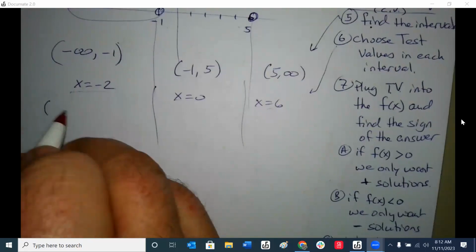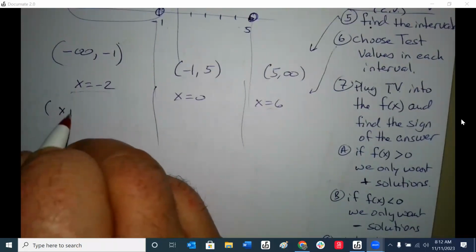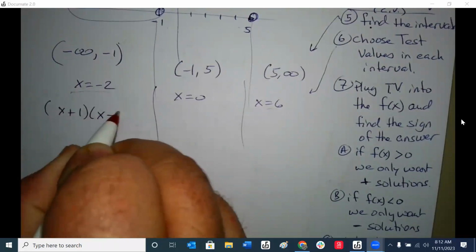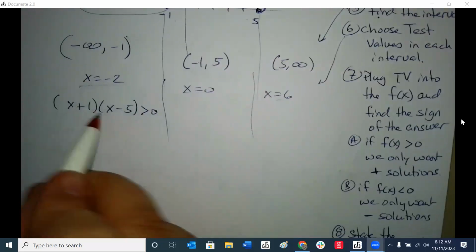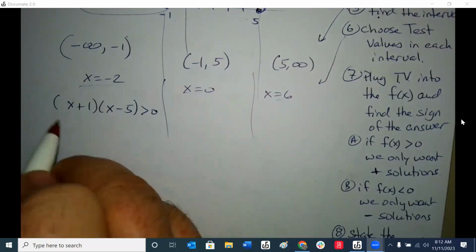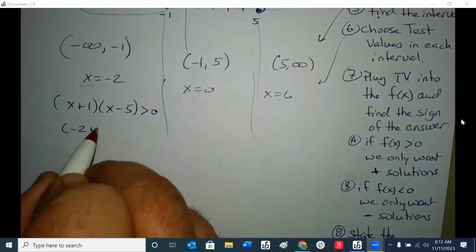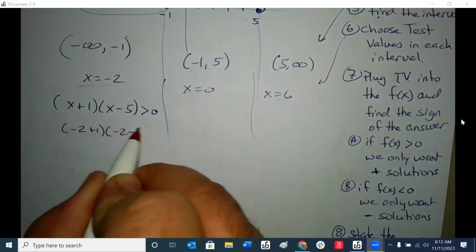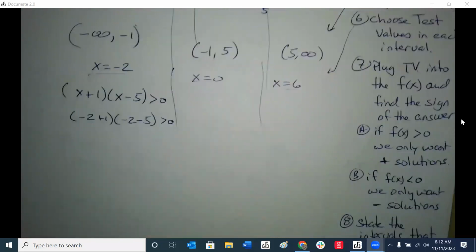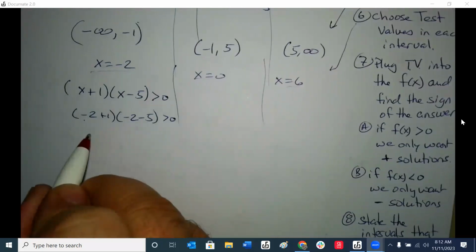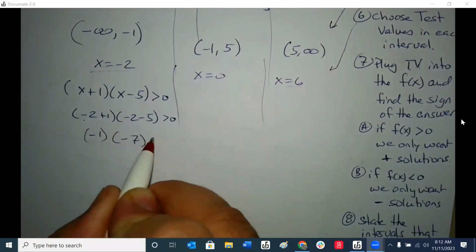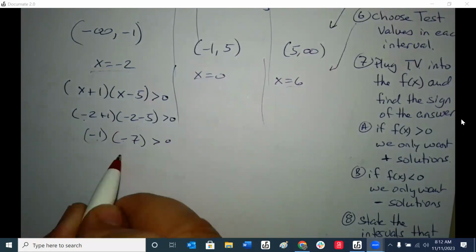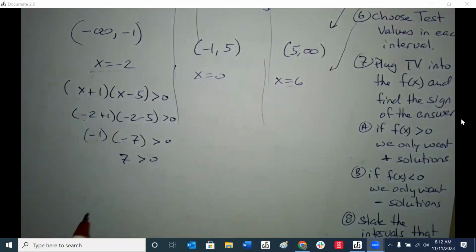So I have x plus 1, x minus 5 is greater than 0. I only want where these values are positive. So -2 plus 1, -2 minus 5. -2 plus 1 is -1, -2 minus 5 is -7, negative times negative is a positive, and 7 is greater than 0, so it works.